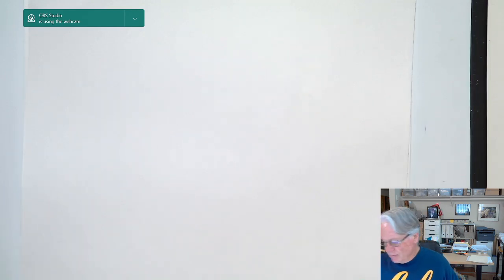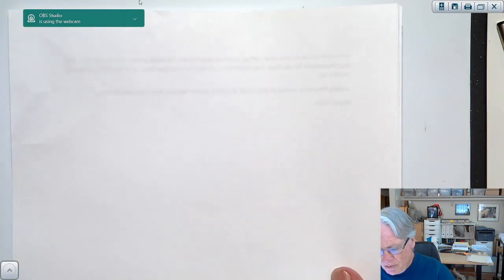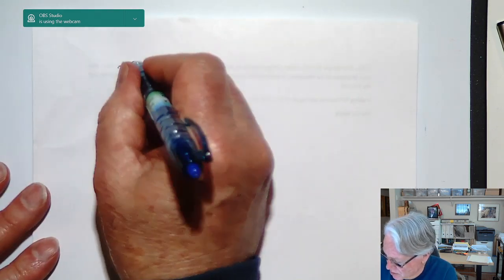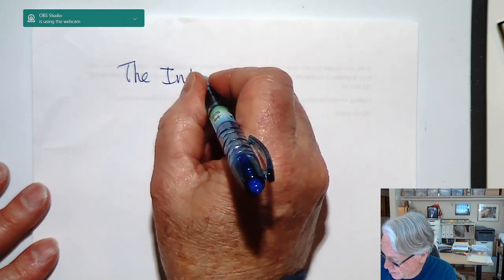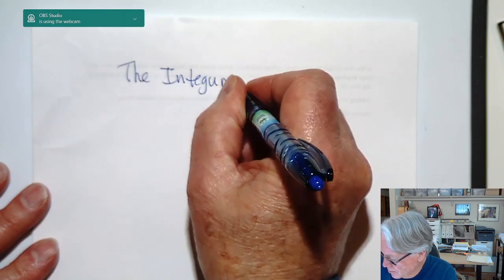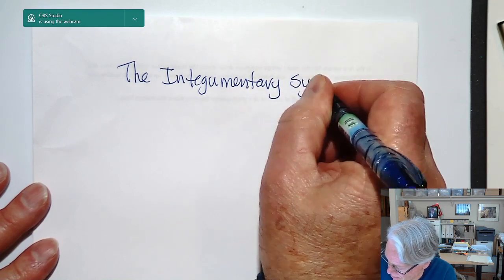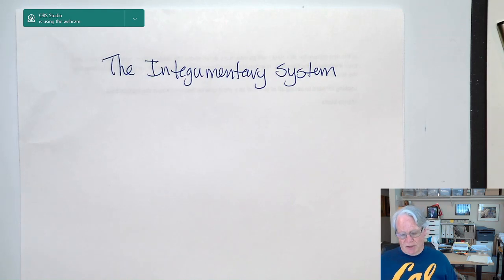So let's do that. And let's go ahead and label our notes properly. So what we're going to label them is this is the integumentary system. Otherwise known as the skin.